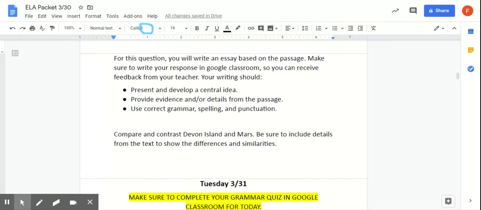You're going to compare and contrast Devon Island and Mars. Be sure to include details from the text to show the differences and similarities. So you should be using key evidence from the text and including it in your essay.